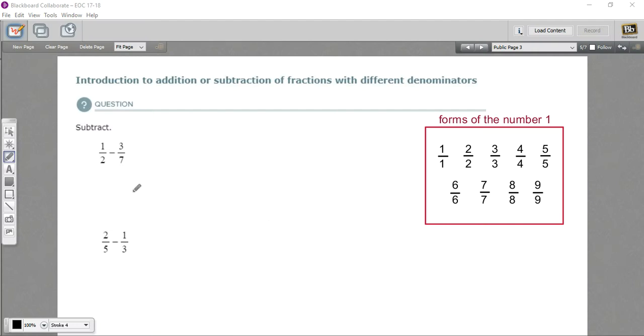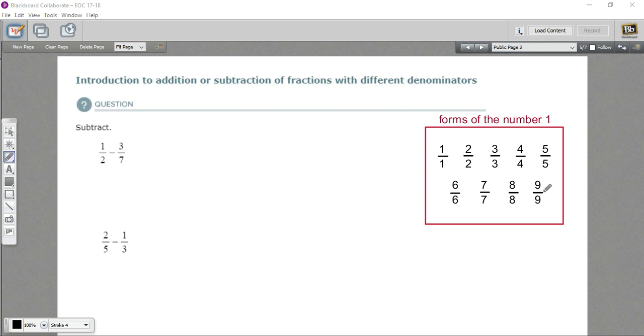In these problems, we're being asked to subtract some fractions, and they do not have common denominators. So this is a tricky business here. The steps are we have to make these fractions have common denominators first by doing some multiplication. And once they have common denominators, then we can do the subtraction.